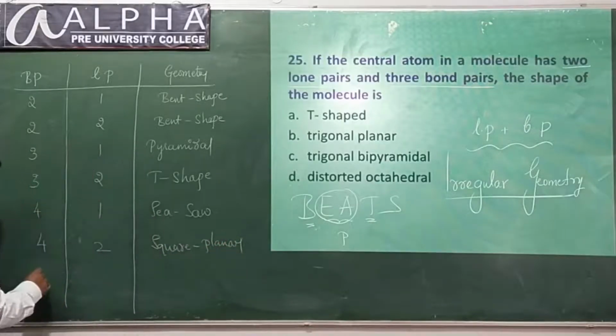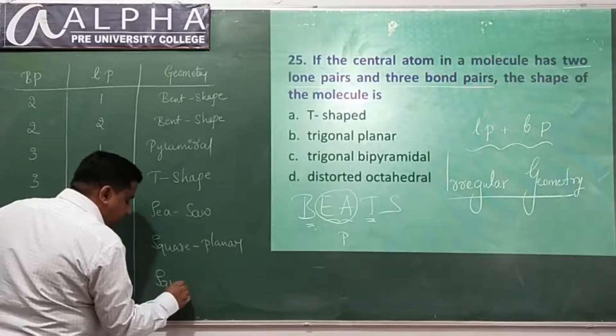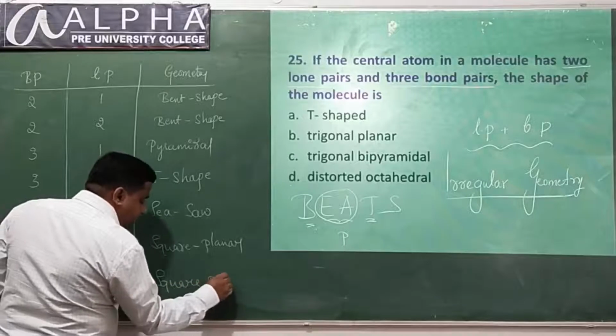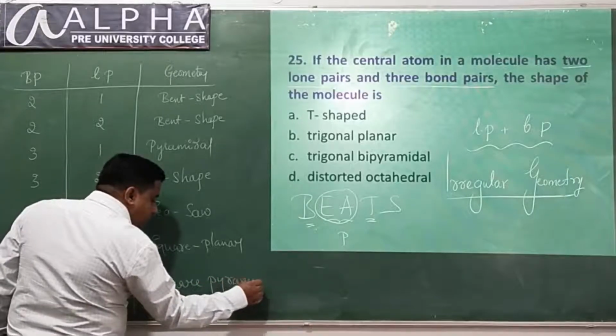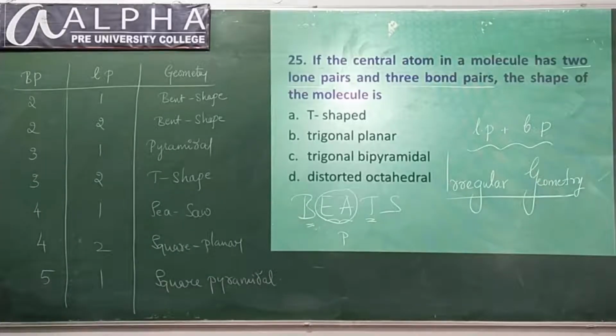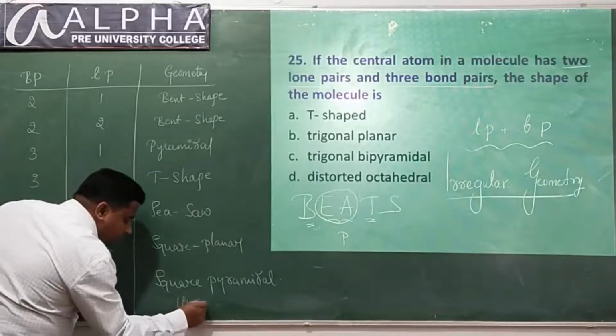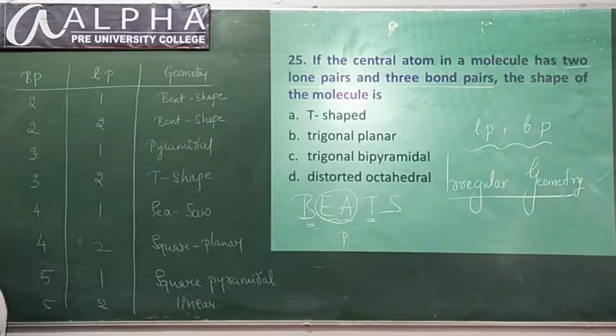Okay, and lastly 5 1. 5 bond pairs, 1 lone pair, then it is called square pyramidal. Is that simple? We can also say 5 2, this is linear. 5 1, 5 2, it is linear. At least remember till here.